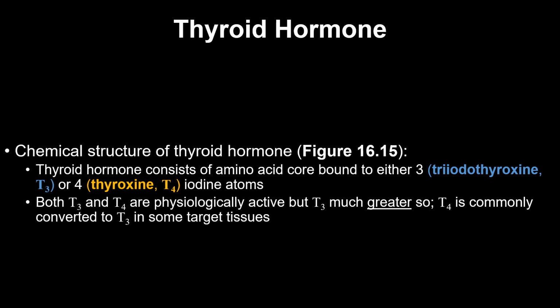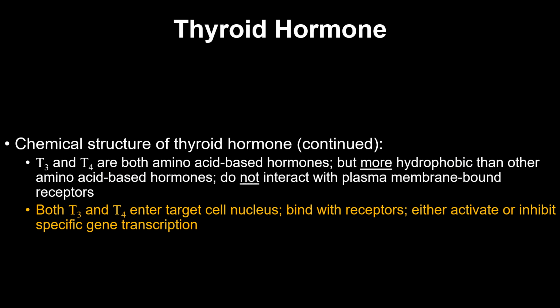Now, both forms of this hormone are active, but T3 has a far greater physiological activity than T4. And in fact, as we're going to discuss in a little bit, T4 is usually converted into T3 in those target cells. Now, as I said, they are amino acid based, but their amino acids are nonpolar, and so they are hydrophobic, and they do not bind well to cell surface receptor proteins. Instead, they diffuse into the target cells, and then they bind to intracellular receptors of the nucleus. Here, just like steroid hormones, they either activate or inhibit the transcription of certain genes.